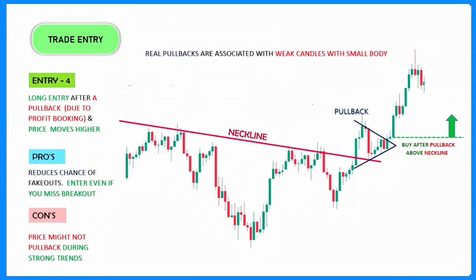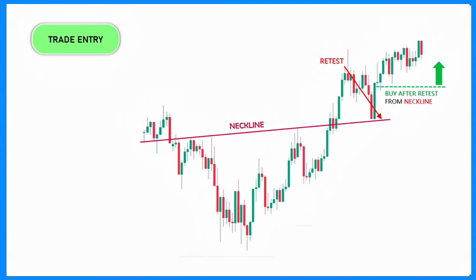If the pullback forms, you can look to go long either above the previous swing high or as soon as prices start rising again. The best pullbacks are those with shallow retracements and small-bodied candles. But what if you see a deep pullback with large-bodied bearish candles?